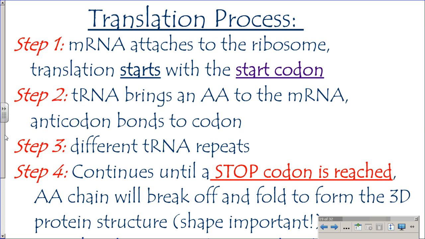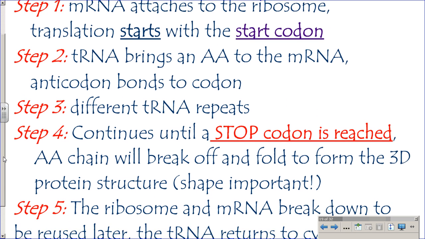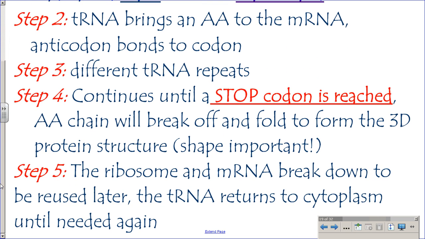Step 3. Continue. It continues until what? That same process. tRNA comes in, takes its anticodon, bonds, delivers an amino acid. Another tRNA comes in, bonds, brings an amino acid, and so on. It's going to happen until it sees a what? A stop codon, right? So it continues until the stop codon. I'm just combining steps 3 and 4.